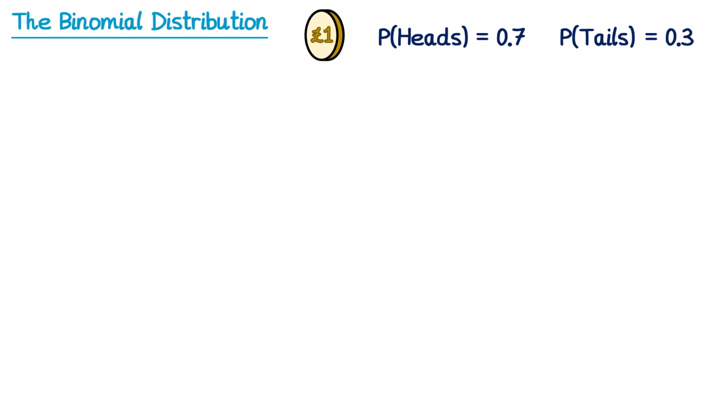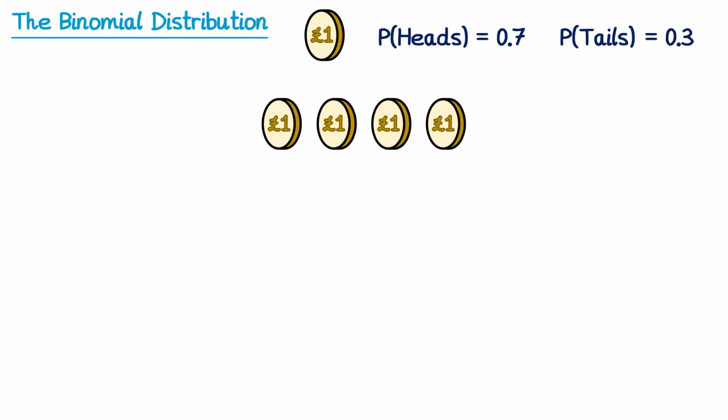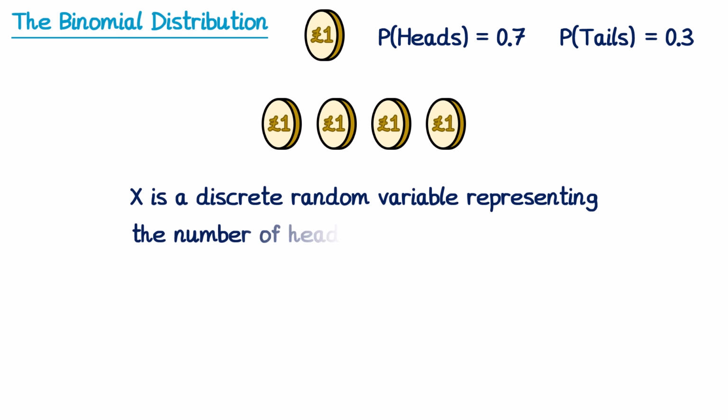Imagine we had a biased coin, where the probability of throwing a heads was 0.7. Then the probability of throwing tails must be 1 subtract 0.7, which is 0.3. Now let's imagine we throw this same coin 4 times, and we say that x is a discrete random variable representing the number of heads shown on the 4 throws.